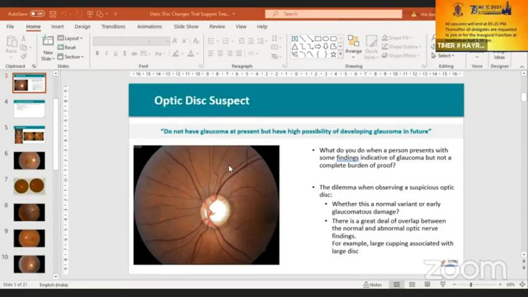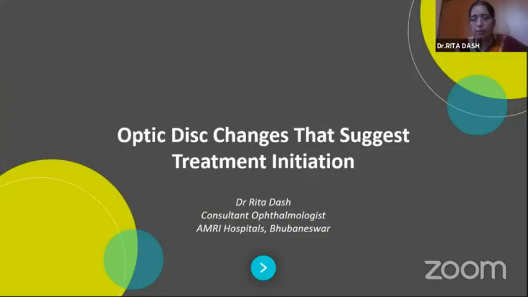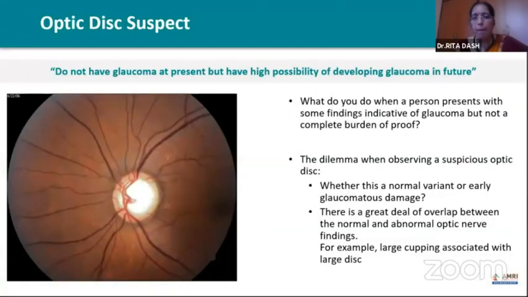Coming to my topic, it's optic disc suspects that do not have glaucoma at present but have a high possibility of developing glaucoma. Then what to do when such a person comes to us? The dilemma is when observing such a suspicious optic disc, because there is a high overlap between the normal and the glaucomatous disc, a great deal of normal and abnormal findings overlap, like a large optic disc with a large cup, like in this picture.